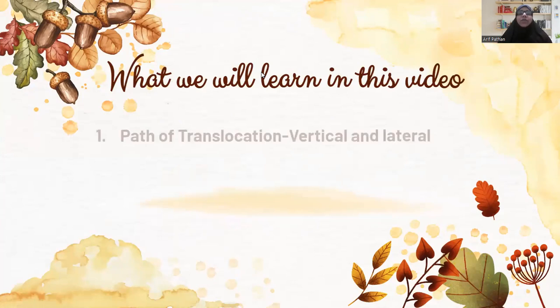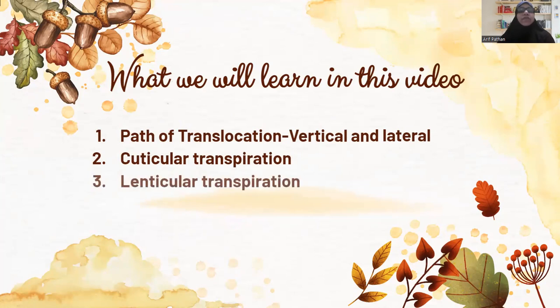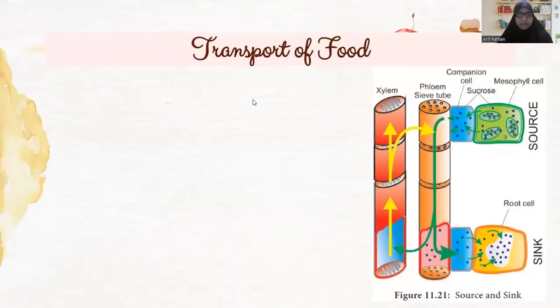In this video, we will be talking about the translocation of food. It can happen in the vertical manner or lateral manner, okay? And we will begin with transpiration in detail. We will see the different types. Two types we will cover in this video, that is cuticular and lenticular. So let's begin the transport of food.